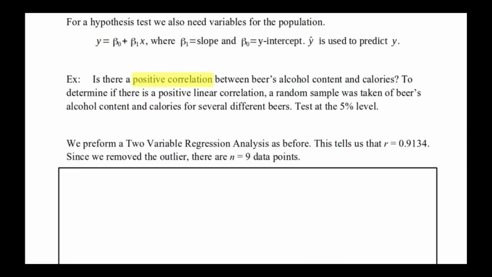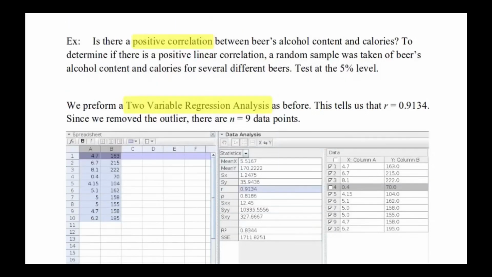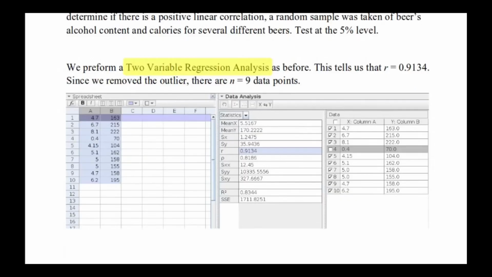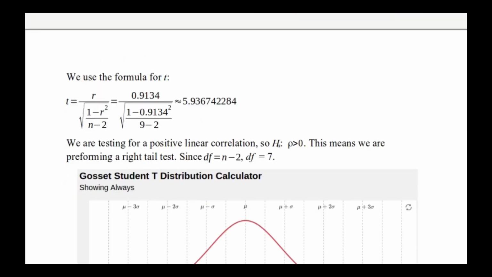So we're going to do a two-variable regression analysis as we did before. That told us that R was 0.9134. And remember, we removed the outlier, so you can see that we removed that outlier. So then we use the formula to find our t-value. The two things that we need are r, which came out of our analysis, and n. Remember that there's one less data point because we threw out the outlier.